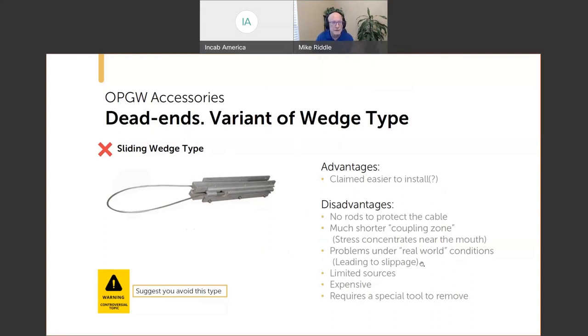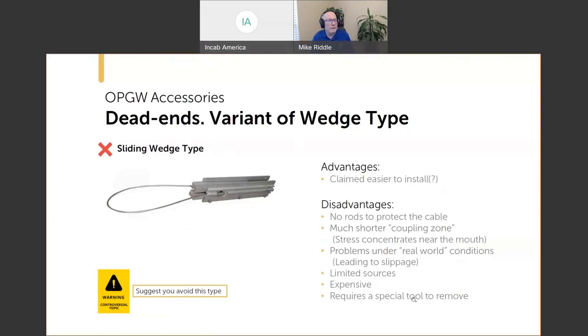And in theory, you're spreading that tension transition over the entire length of the wedge. But with this type of dead end, the reality in the field is that the wedge doesn't seat and transition the tension perfectly across the wedges. It tends to concentrate towards the mouth. And as a consequence of that, my opinion, it's led to slippage in the field. It's not my opinion that it's led to slippage in the field. It has led to slippage in the field. My opinion is the reason why it's led to slippage in the field.